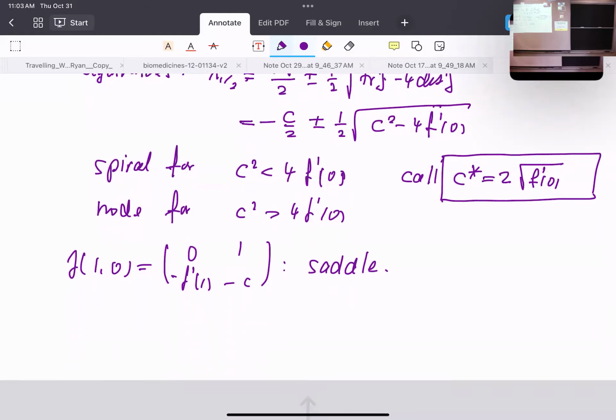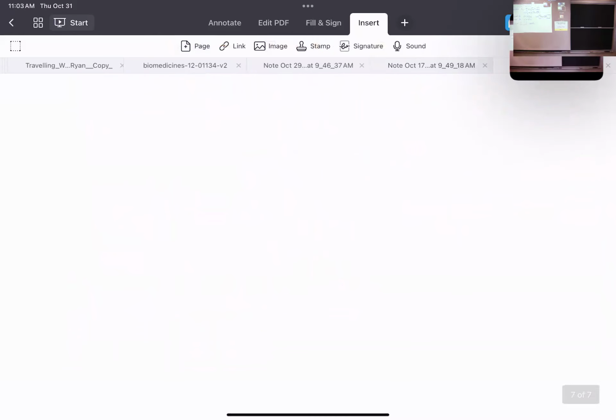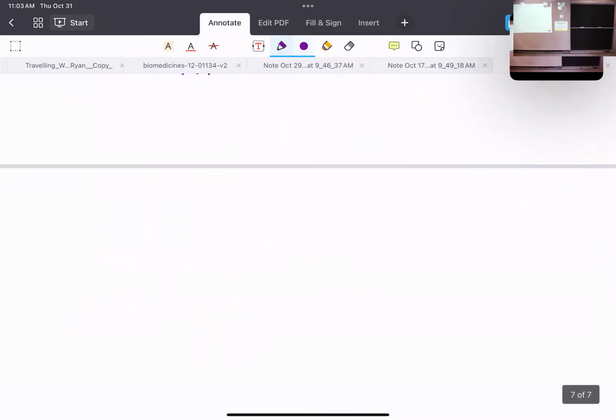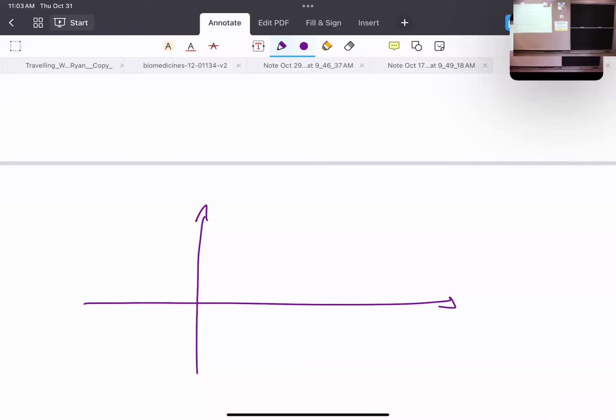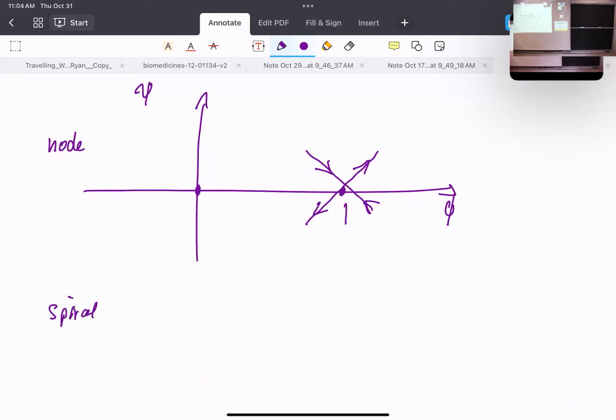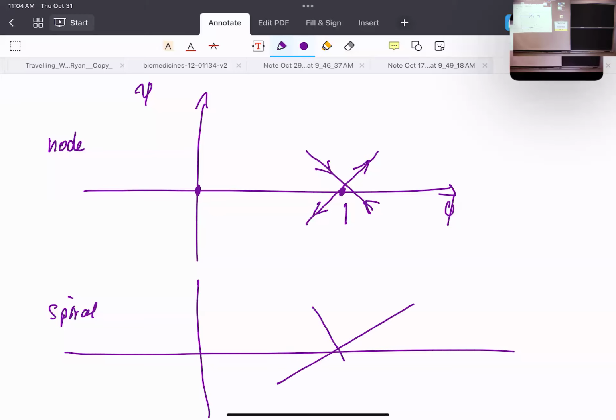So let's plot this out. So we have phi and psi. We have a saddle point here at 1, something like this. And you can look at the eigenvectors, and they go in and out like this. And then we have 0, which is either a node or a spiral. So I need 2 pictures. So coming out, going in, again, this is phi, and this is psi. So if it's a node, then it looks like this, going in.